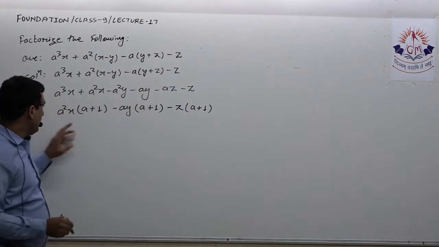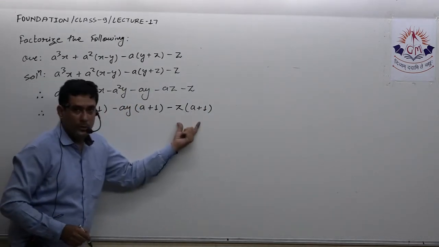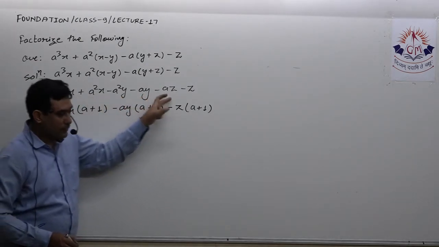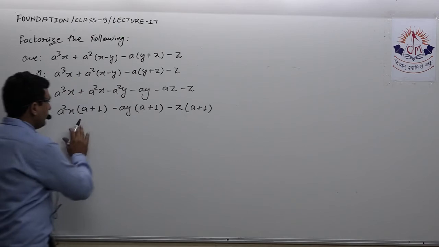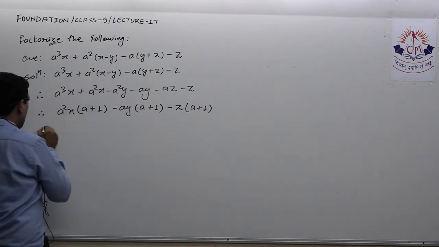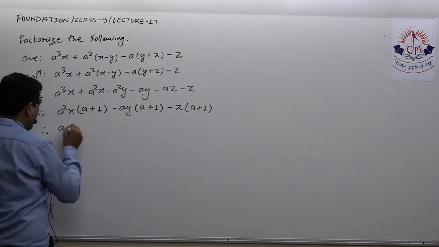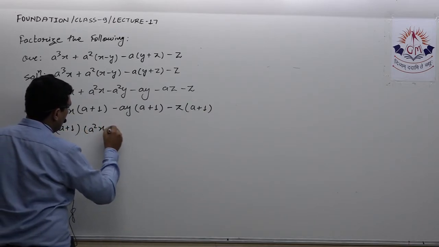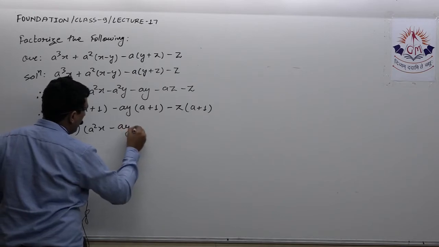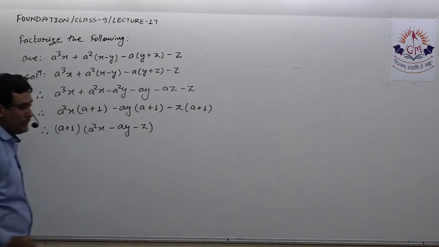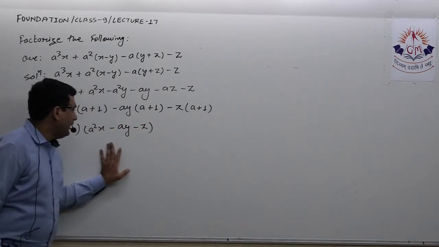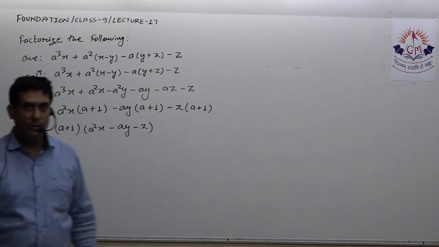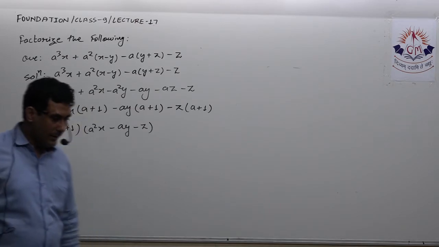So here you can see that a plus 1 is common in all these three terms when I took common from first two, from next two, and from next two. So now from these three I can take common a plus 1. So here I am left with a square x minus ay minus z. Okay, so these are the final factors of the given expression. So please note it down, then we will see the next question.